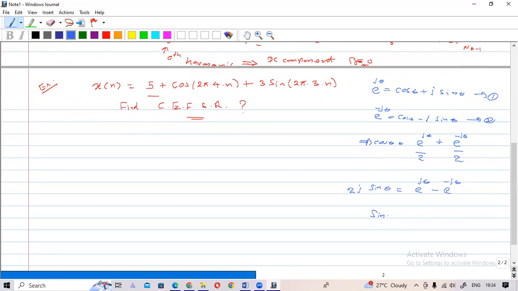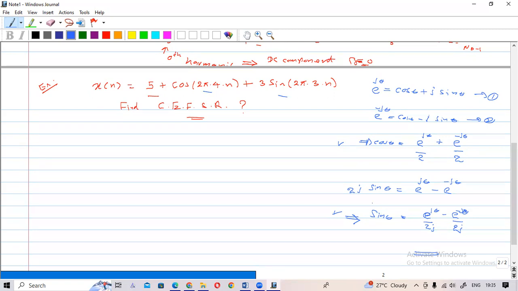Now sine theta is equal to (e^(j theta) minus e^(-j theta)) divided by 2j. This is the sine theta. Now you can see that sine terms also can be represented as a collection of complex exponential terms. I will separate the denominator: e^(j theta) divided by 2j, and e^(-j theta) divided by 2j. So this is a cos theta and this is the sine theta.